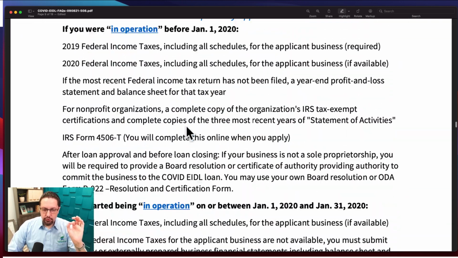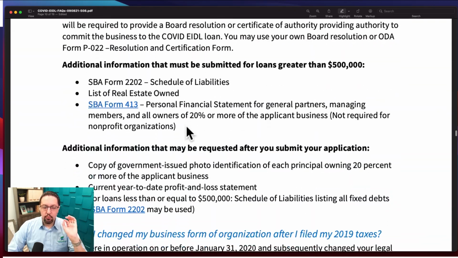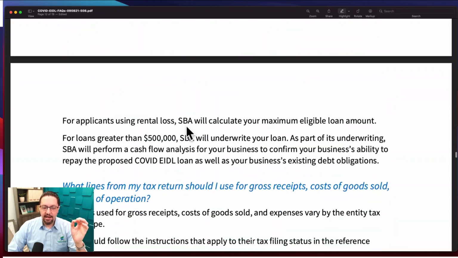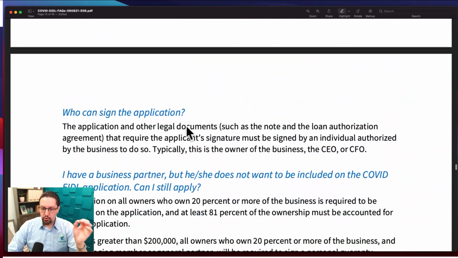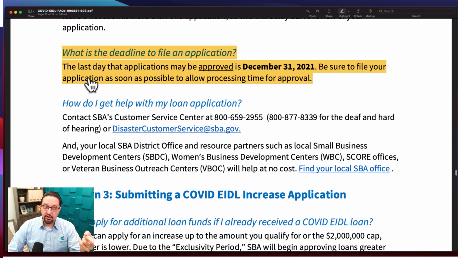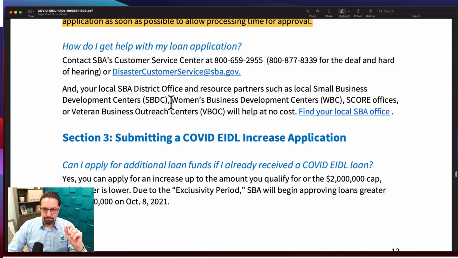I wanted to show you one of the most common questions that we get in our office, which is what happens if my EIDL loan got denied? Another common question is, what is the deadline to file the application? It says here that the last date that applications may be approved is December 31st. But be sure to file your application as soon as possible to allow processing time for approval.